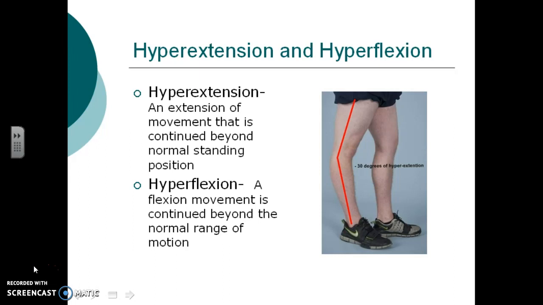So hyperextension is the movement that continues beyond the normal standing position. You see the picture there on the right. The red line marks where his joint is. That should be a straight line. So that's a hyperextension of that line.